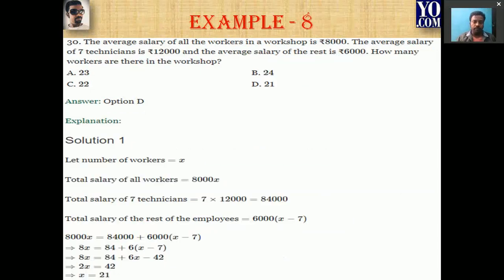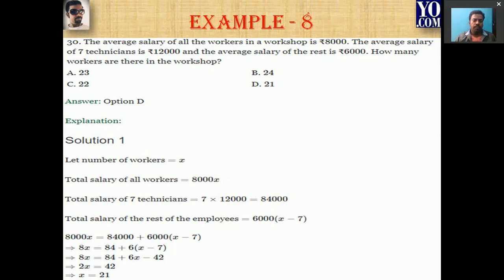Right. Next problem: the average salary of all the workers in the workshop is 8,000. The average salary of 7 technicians is given as 12,000. Then the average salary of the remaining workers is 6,000. How many workers are present in the workshop? Consider the number of workers to be X.